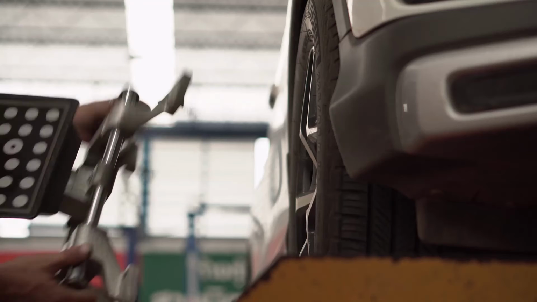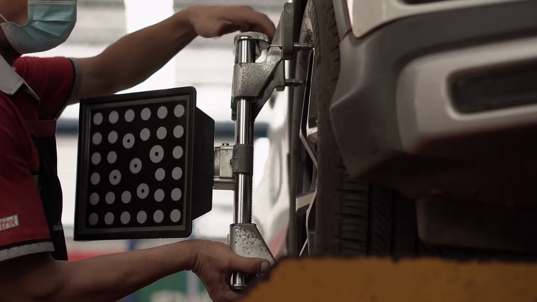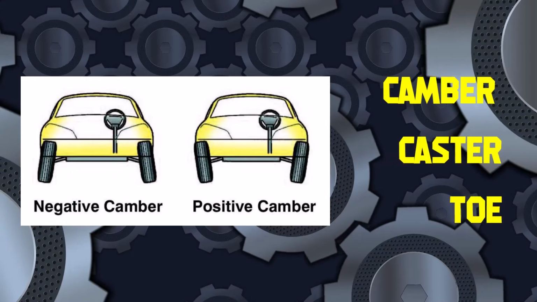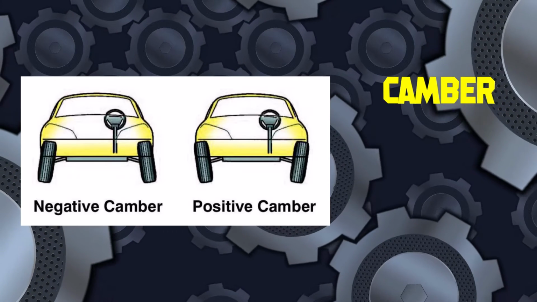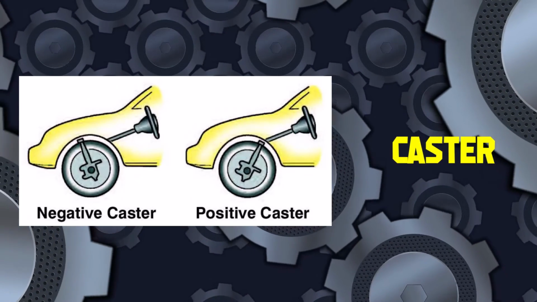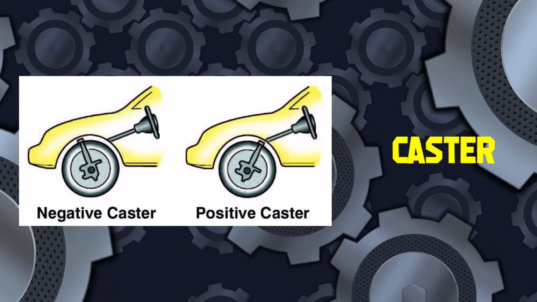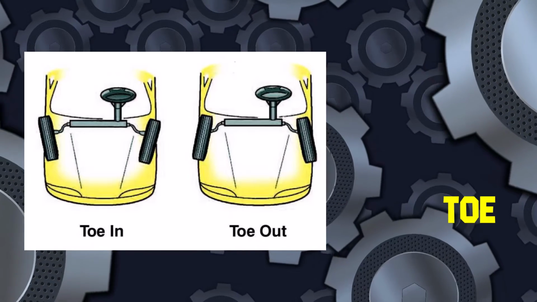When it comes to vehicle wheel alignment, the most commonly measured and adjusted alignment angles include camber, caster, and toe. Camber is the angle of the wheels relative to the vertical when viewed from the front or rear of the vehicle. Caster is the angle of the steering axis when viewed from the side of the vehicle. And toe is the angle of the wheels relative to each other when viewed from above.